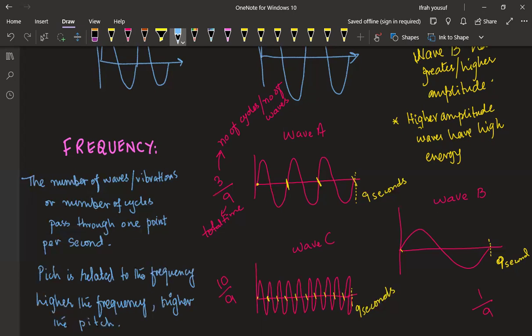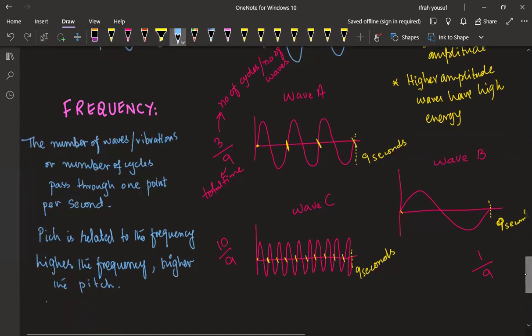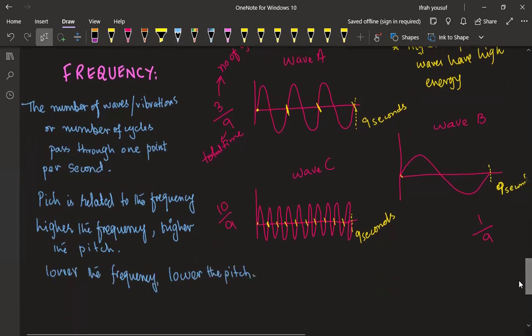Higher the frequency, higher the pitch, and lower the frequency, lower the pitch. Higher the frequency, higher the pitch, lower the frequency, lower the pitch.